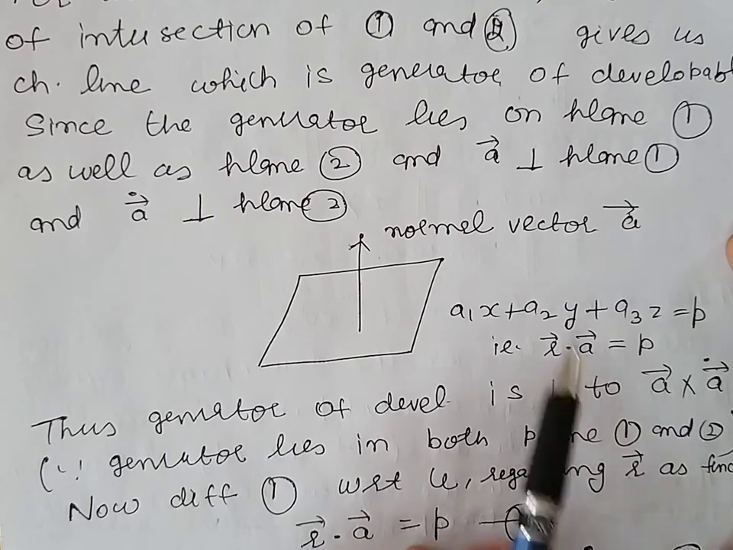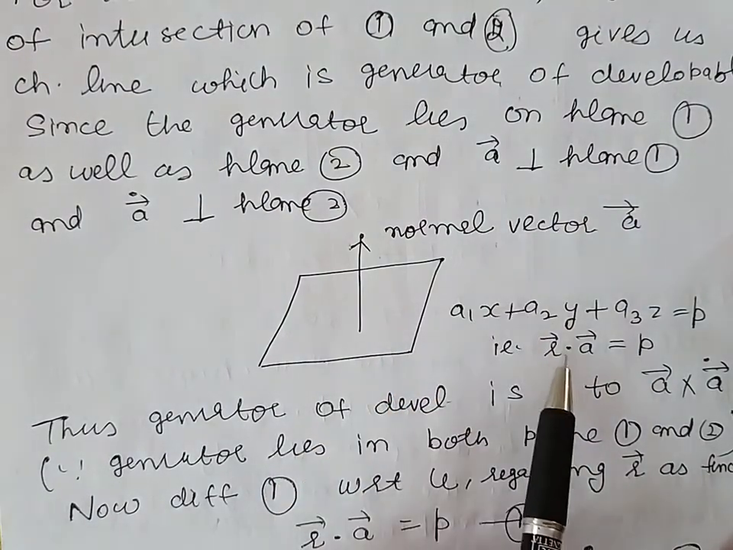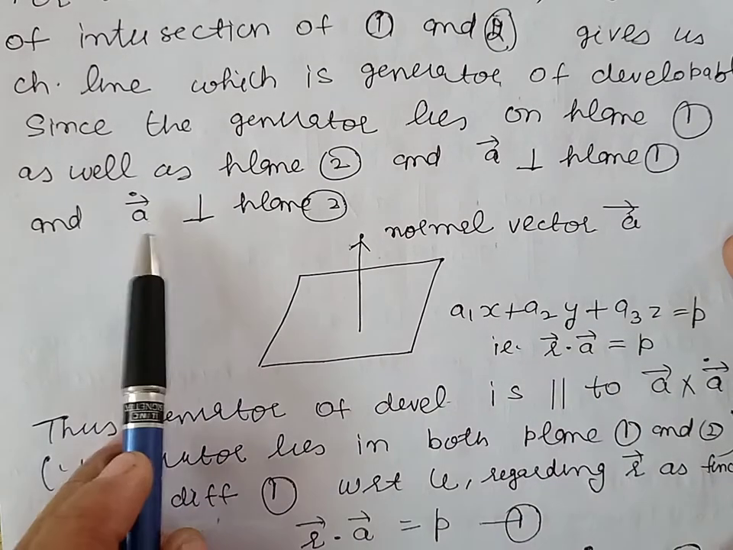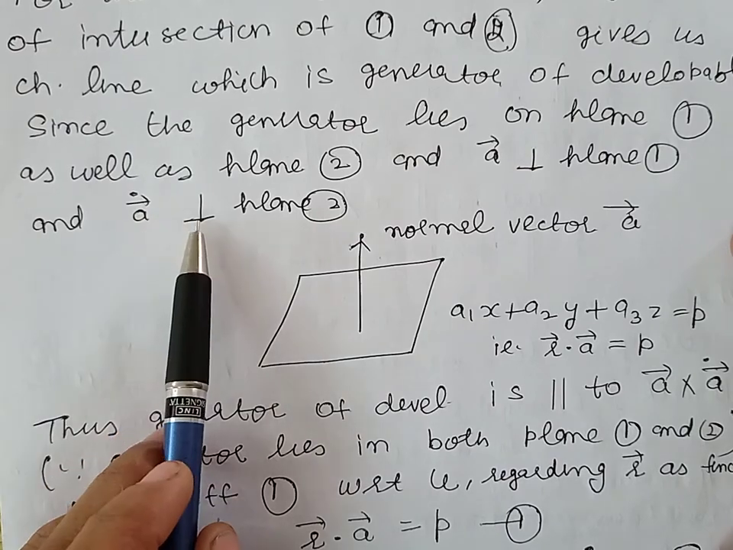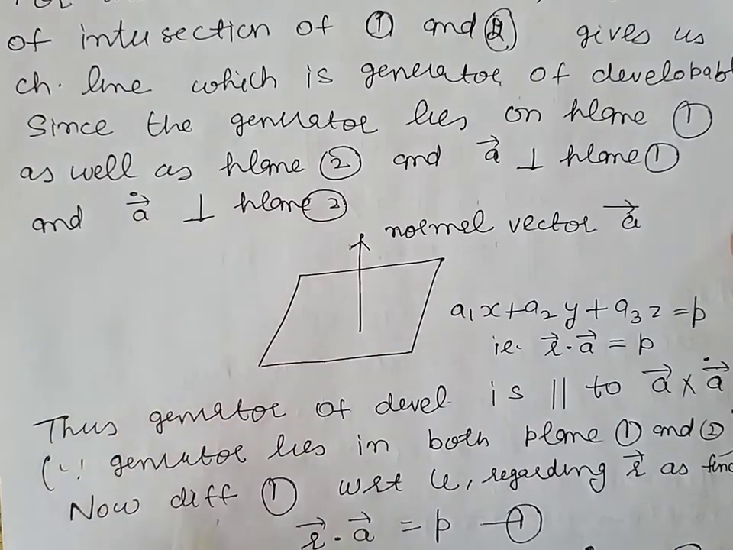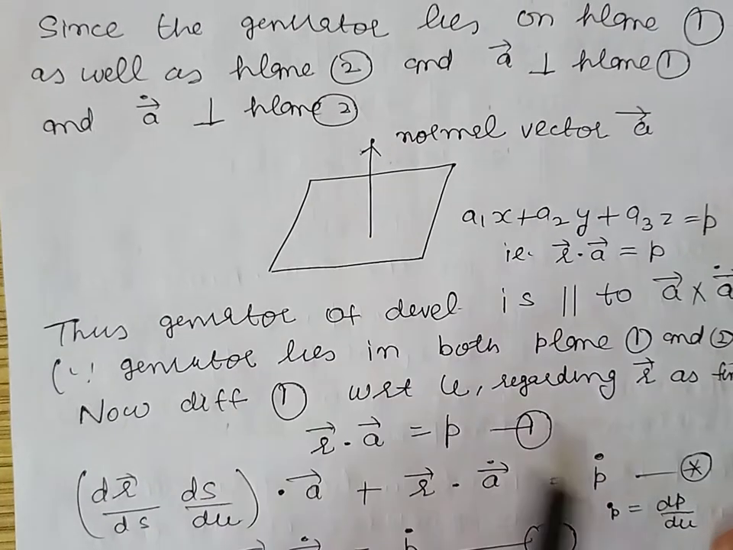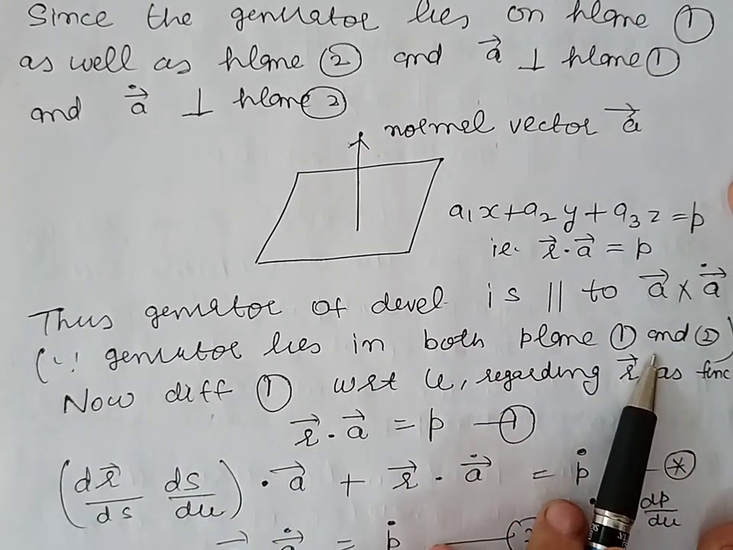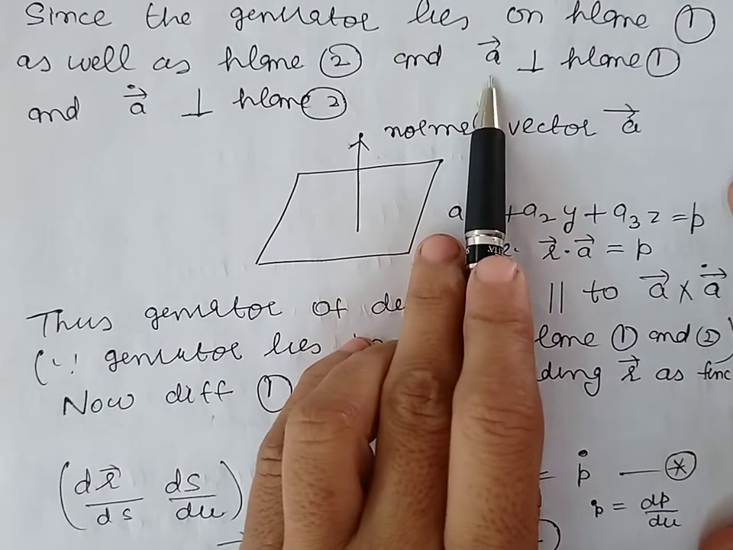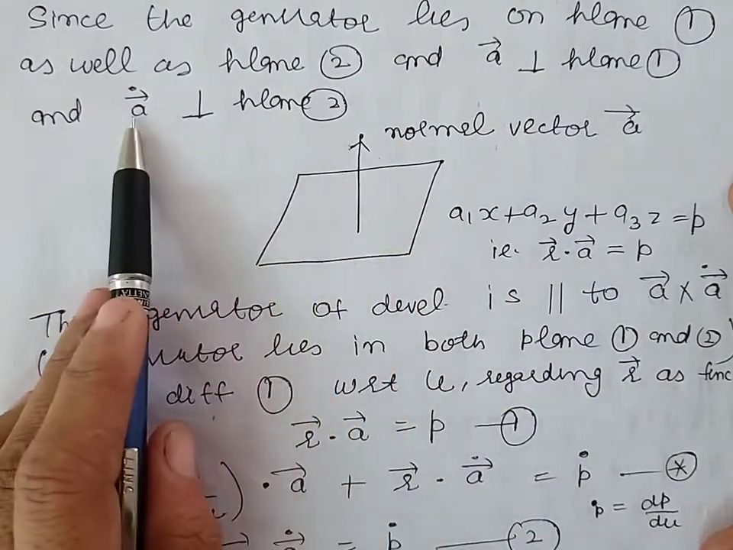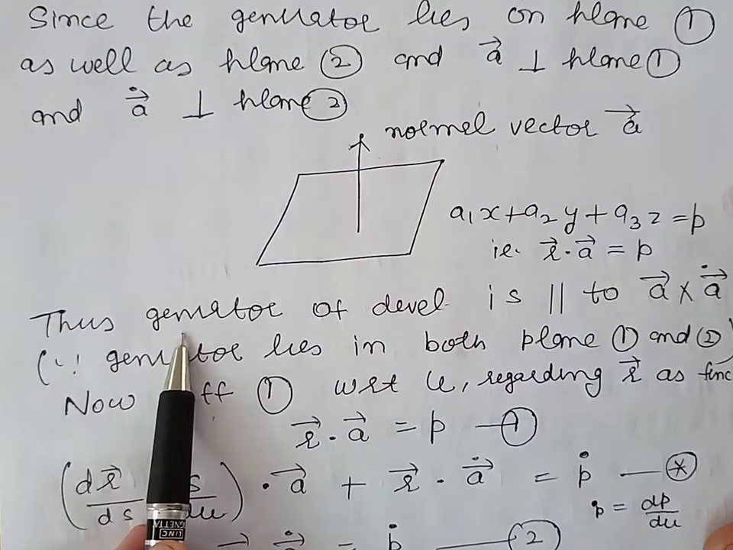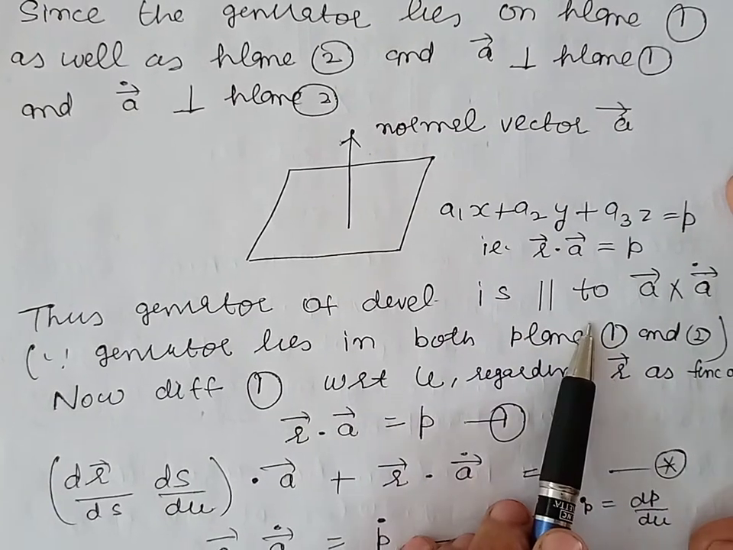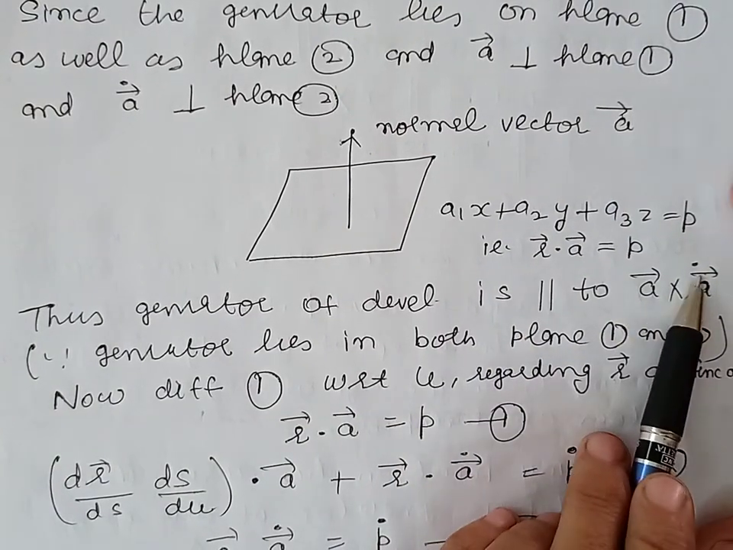So we can say that the vector a is normal to the plane r dot a is equal to p, and in the second equation the vector a dot is normal to the plane 2. Thus we can say that the generator lies in plane 1 and plane 2, and plane 1 is perpendicular to vector a and plane 2 is perpendicular to vector a dot, and therefore we can say that the generator of the developable will be parallel to the vector a cross a dot.